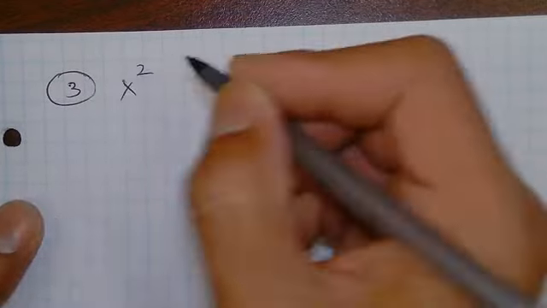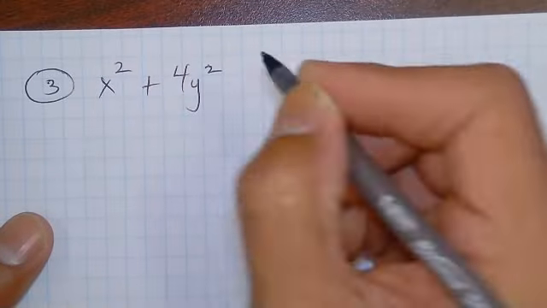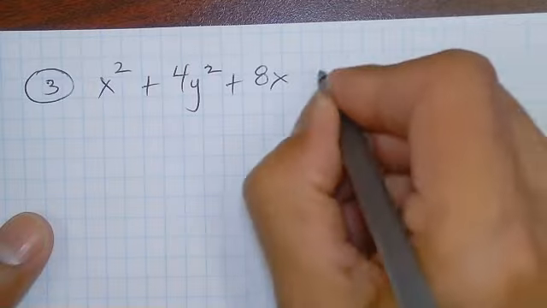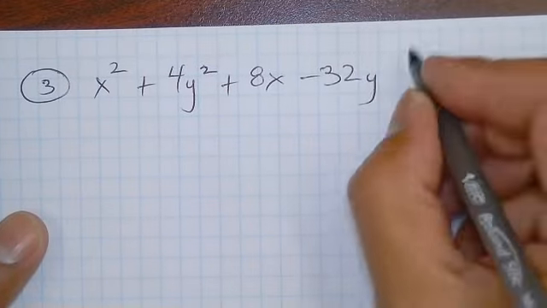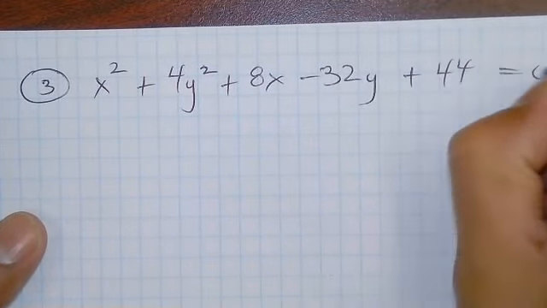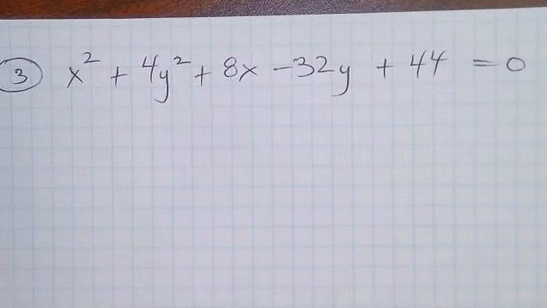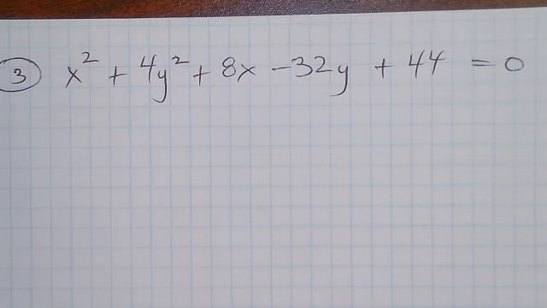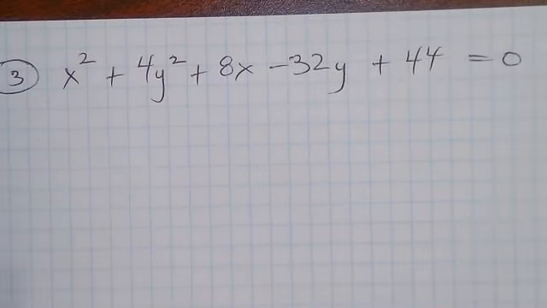Number 3, I think you know what's going to happen here. Let's see. I don't like that one. Oh yeah, here it goes. X squared plus 4y squared plus 8x minus 32y plus 44 equals 0. What is that? Oh, it's my mouse.